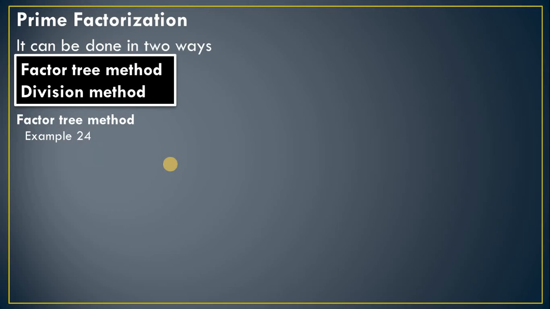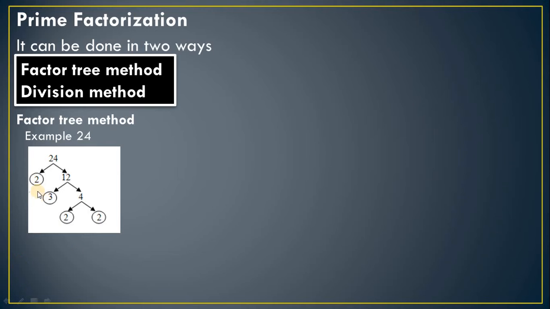Suppose you are taking the number 24, so it can be expressed in the tree form. Tree form means 24 can be written as 2 into 12. So here we have separated these two numbers. 2 into 12 is 24. Finally again you can separate 12. It can be written as 3 into 4. Again you separate 4, 2 into 2. So all these prime numbers at the end, if you multiply, you will get back the same number. So these are the factors, 2 into 2 into 2 into 3. So you can write at the end that the prime factorization of 24 is this.